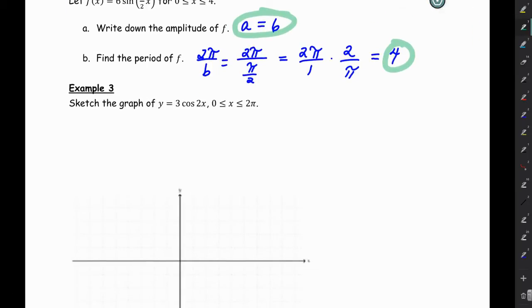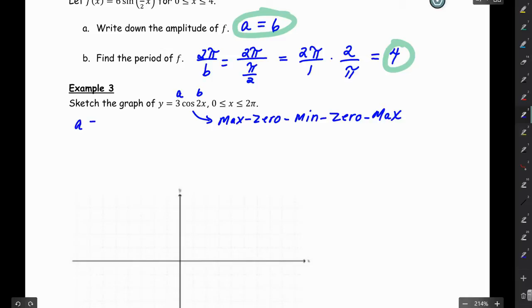Now we're being asked to sketch the graph of the cosine function. We know that this is our amplitude, this is our number of cycles. I think it's helpful to write down our pattern. The pattern for cosine is max, 0, min, 0, max. We know our amplitude is equal to 3, and remember, amplitude is the distance from the center. Our period is 2 pi over B.